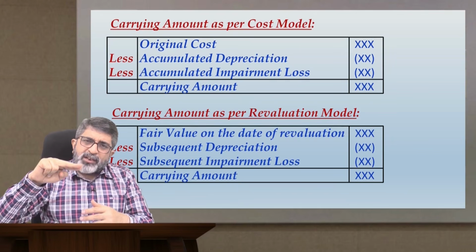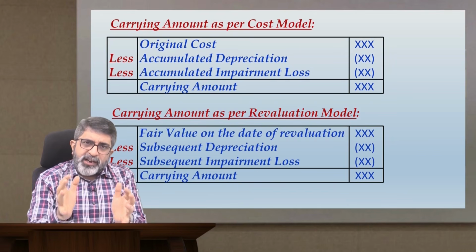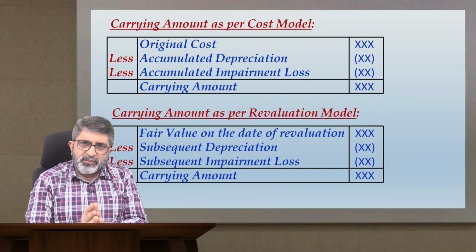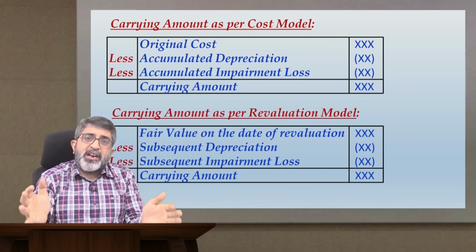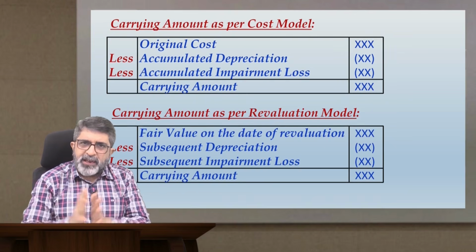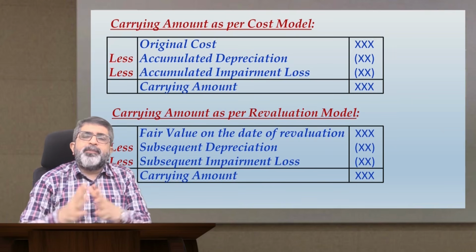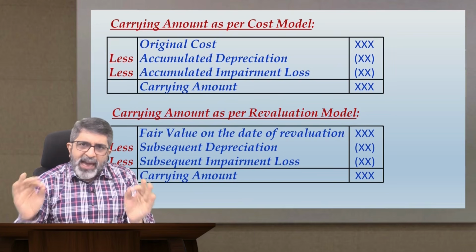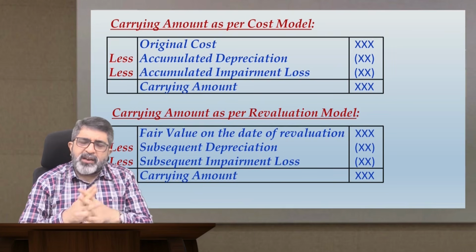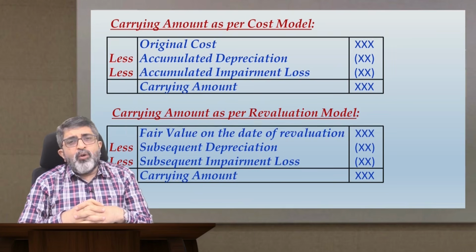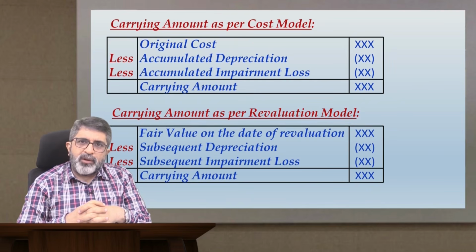From that you subtract two elements, accumulated depreciation up to the reporting date and the accumulated amount of impairment loss, if any. Subtract these two from the original cost to arrive at the carrying amount of that property, plant and equipment. What if you are following the revaluation model?